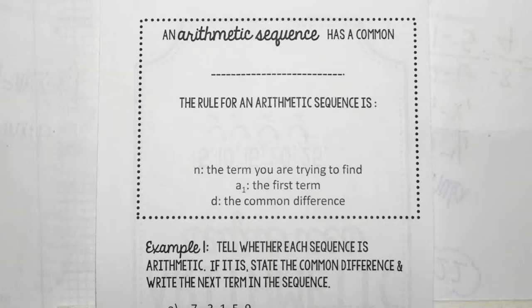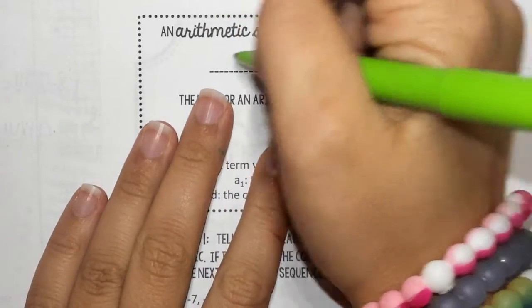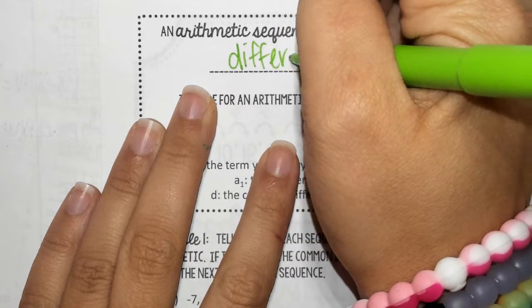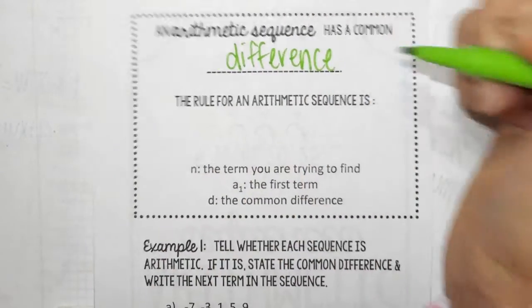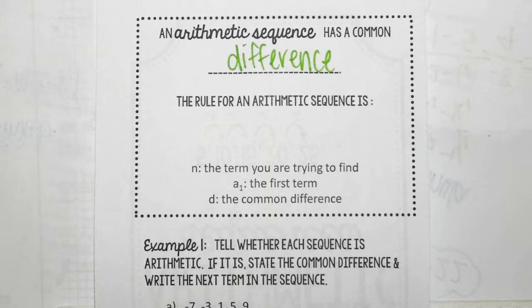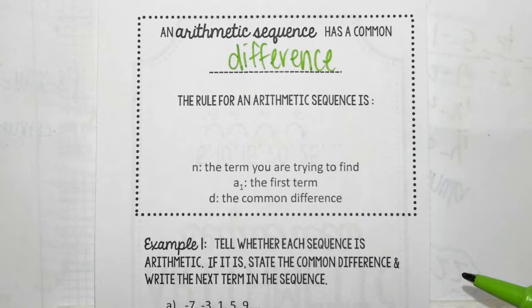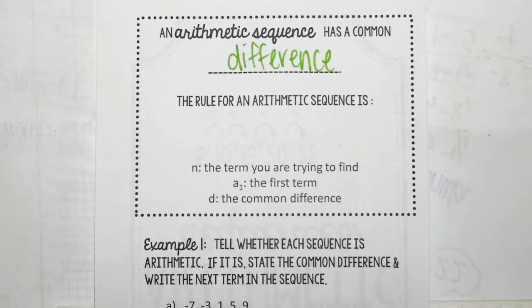So an arithmetic sequence has a common difference. And the common difference is how it increases or decreases each time. So on the front, our common difference was plus 5. It increased by 5 each time. So that's what you're looking for. You're looking for the pattern, and the common difference is what the pattern is.